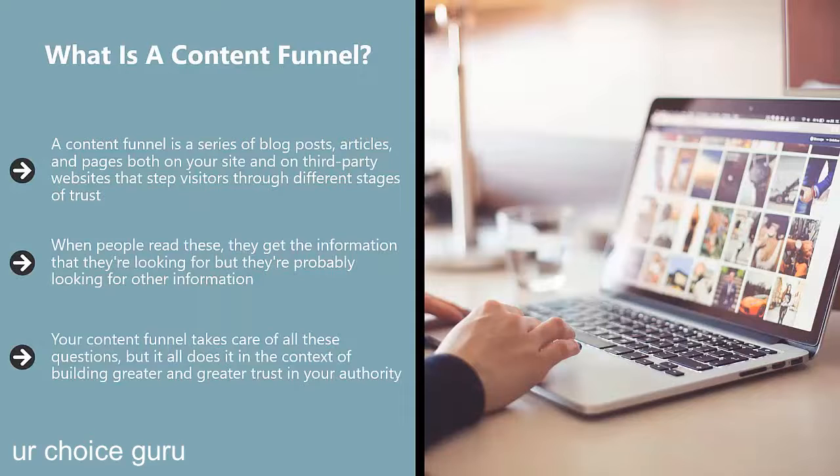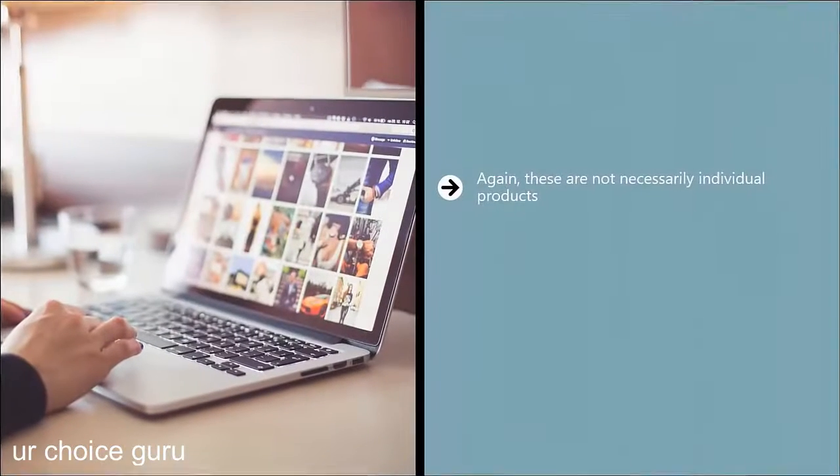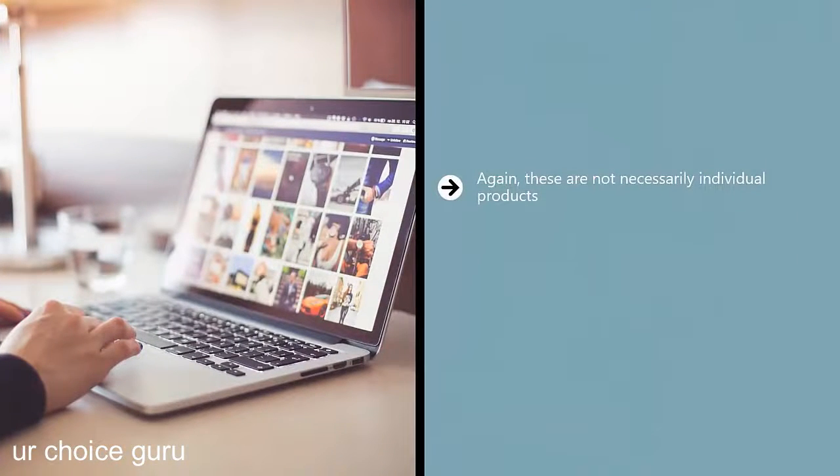If they like what they read and they still have other questions regarding which solution is the best, they can click the link, and then you lead them through your comparison of the different types of solutions out there. Again, these are not necessarily individual products. These can be just different ways to purge your dog. There's a 100% organic way, and then there are the traditional chemical ways, and so on.